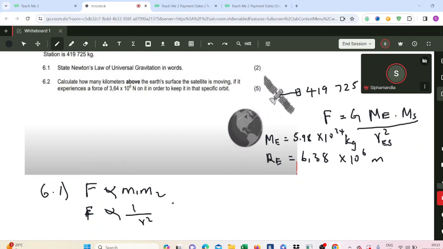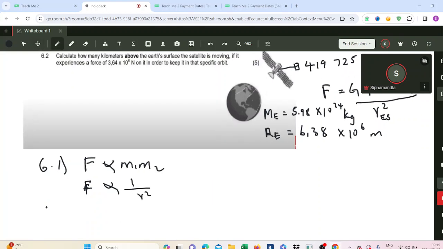I'm writing this mathematically, but we have to state it in words, right? So when you're stating it in words, you say every particle in the universe attracts every other particle with a force that is directly proportional to the product of the masses and inversely proportional to the square of the distance between their centers, right? So that is 6.1.